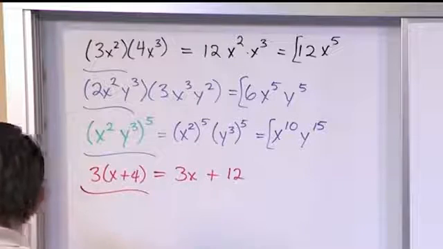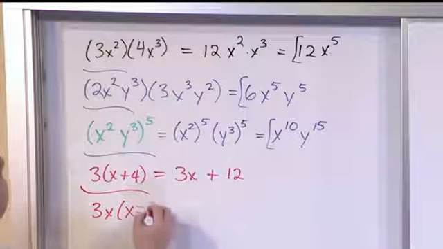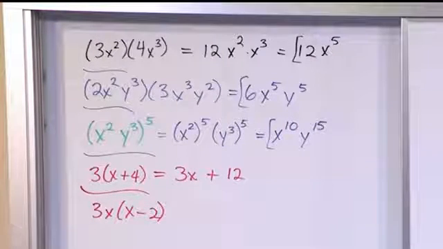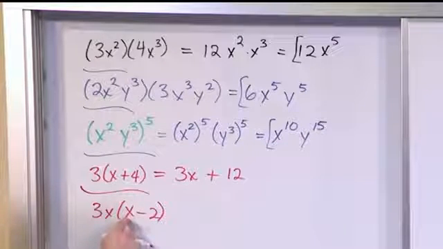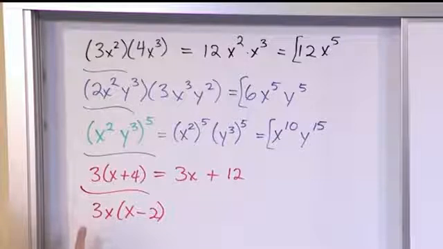Now let's ratchet it up a little bit. Let's say we have 3x on the outside and then x minus 2 on the inside. Now you can kind of think of these as polynomials that are being multiplied together. This is a polynomial with two terms inside. The first one is this one, the second one is this one. This is a polynomial outside with only one term.